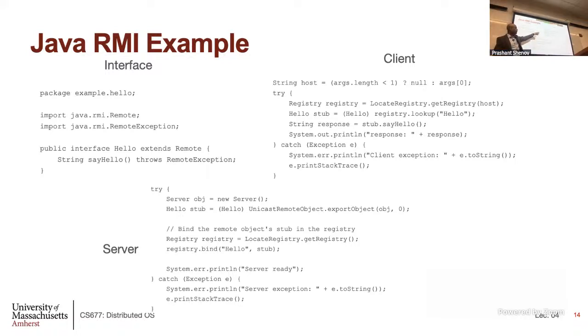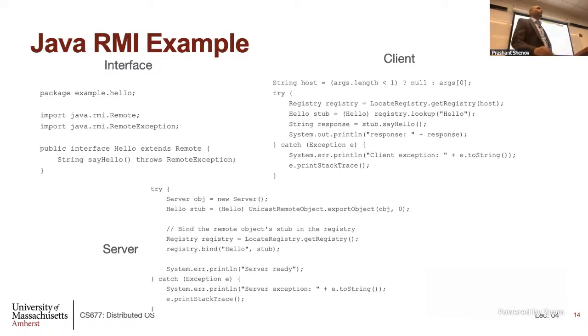Okay, so the stub code will then send a method. So you will see that the code does not have any networking in it, even though this sayHello method is actually going to trigger a network message that's going to be sent to the server to execute the sayHello method and get back a response. Is that clear? Okay. So that's the Java example.